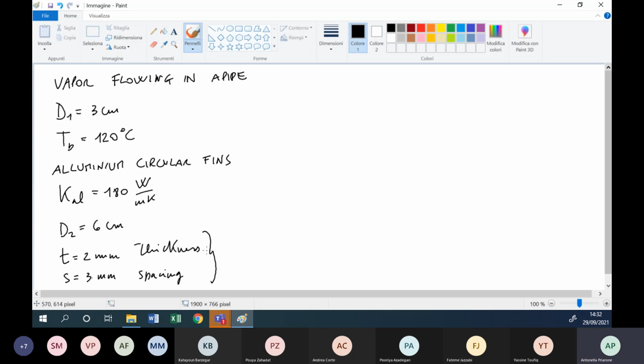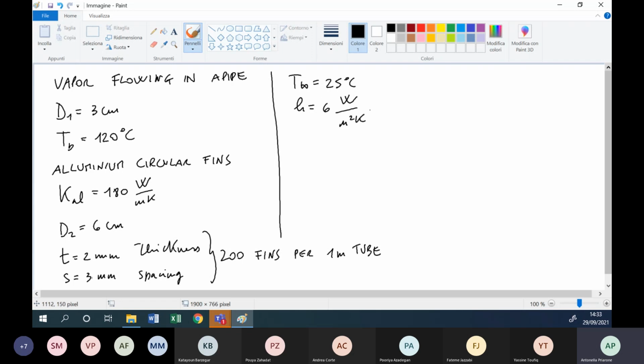And with this spacing and this thickness, I obtain 200 fins for each tube, per 1 meter of tube. Okay, the external air has a temperature T infinity equal to 25 Celsius degrees, and the convective coefficient h is equal to 60 watt over square meter Kelvin. How much does the heat transfer increase for 1 meter of tube?